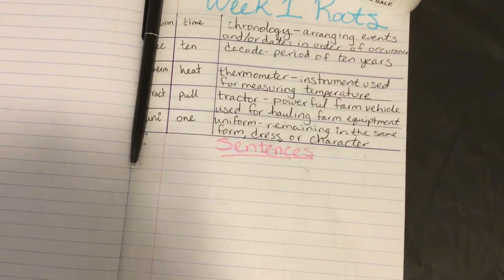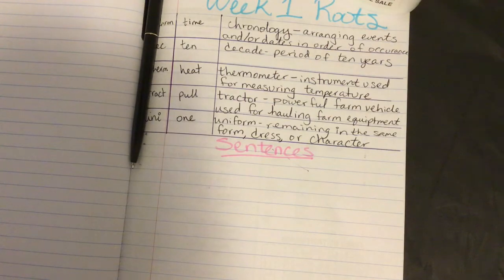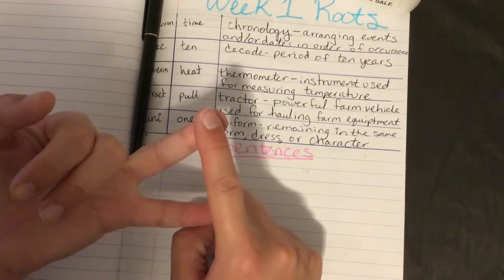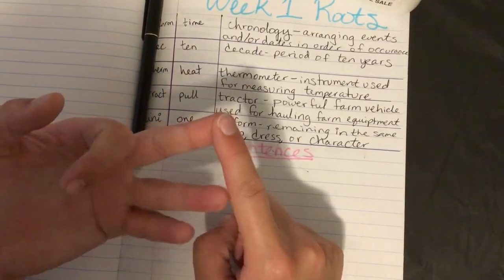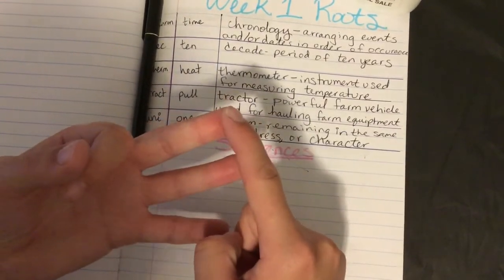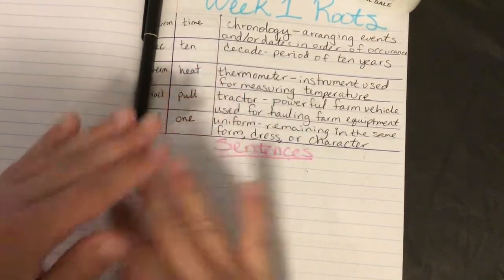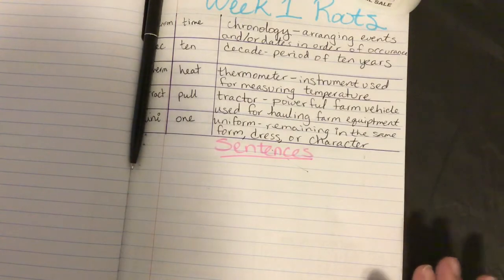For each root word, you are going to use an example word in a sentence. Each sentence must be full and complete. Remember that means there must be a capital letter at the beginning, punctuation at the end, a subject, so who or what the sentence is about, and a predicate, the action that sentence is doing. Your example word can be anywhere in that sentence.